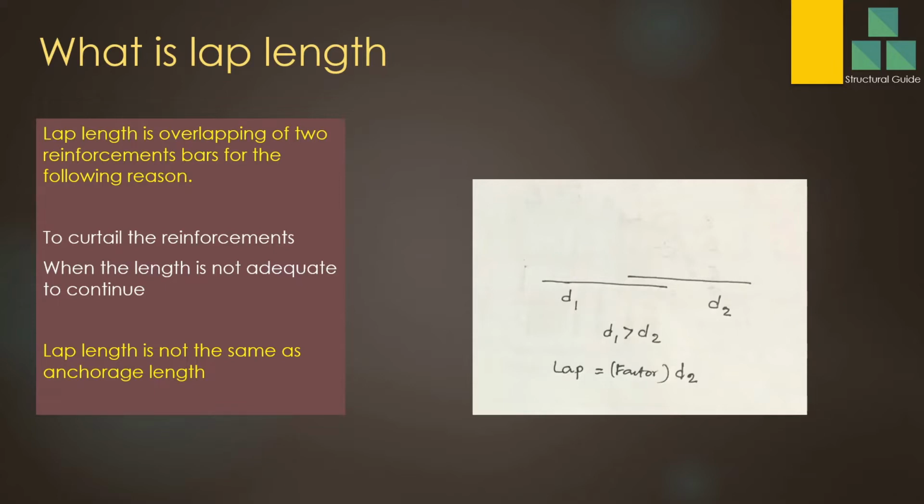But we have to keep in mind that the lap length and the compression or tension anchoring length are not the same. Also, as a general norm or requirement, we do the lap based on the smaller bar diameter. Lap length is equal to a factor, which we will discuss later, times D2, where D2 is the smaller bar diameter. That's what we consider for lapping in the reinforcement.